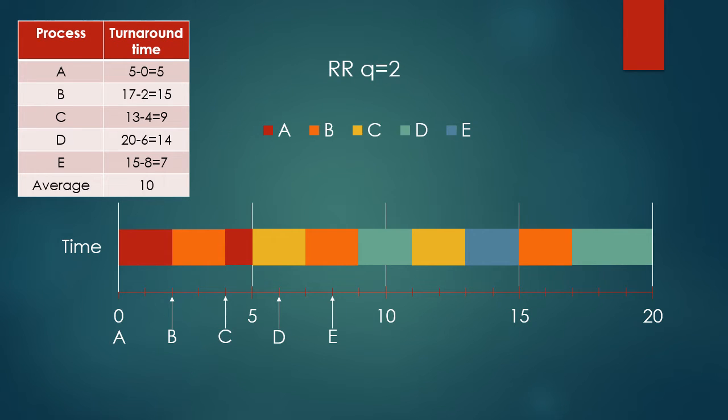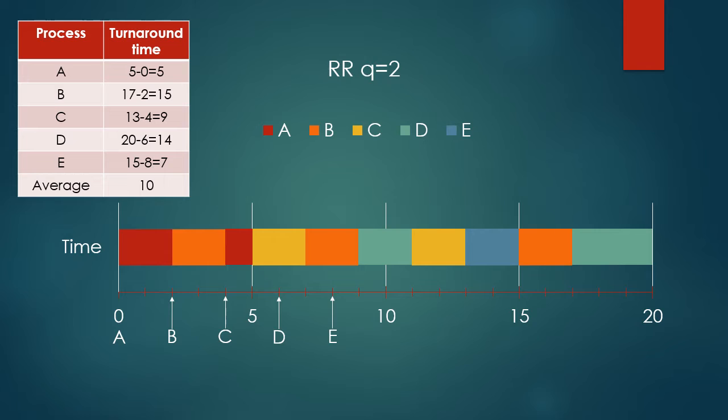This is the complete Gantt chart that we get when we use round-robin scheduling with a quantum of 2 units. Let us look at the individual turnaround times of our processes. A arrives in the system at 0 and finishes off at 5. Turnaround time is 5. B arrives in the system at 2 and finishes off at 17. Turnaround time is 15.